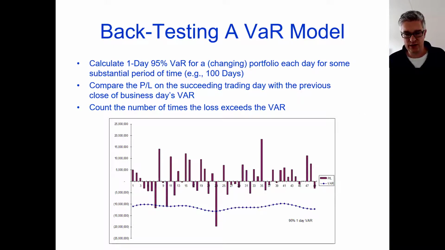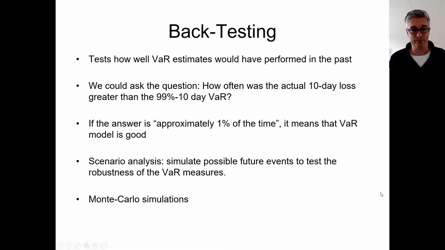Here I see this is a 95% one-day value at risk. We have about 50 observations, so for 95% over 50 days, I would expect that the value at risk is exceeded, say, 2-3 times or so. And if I look at the data, it's exceeded once, twice, and here maybe 3 times. So it looks like this value at risk is doing pretty well.